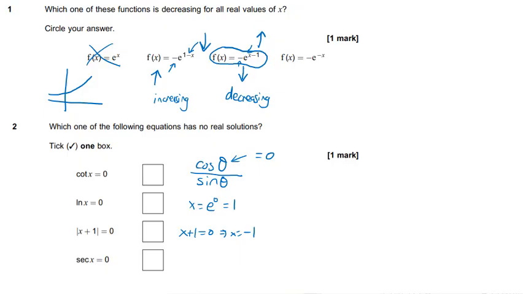The only one that doesn't then is this last one, sec x. And we know that sec is 1 over cos. And so therefore, if that was equal to 0, we'd have to have 1 over cos x equals 0. And if we try to rearrange that, we'd get something like cos x equals 1 over 0, which is undefined. So this is the correct option.